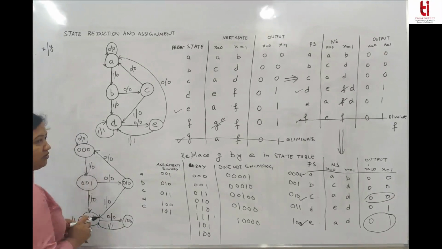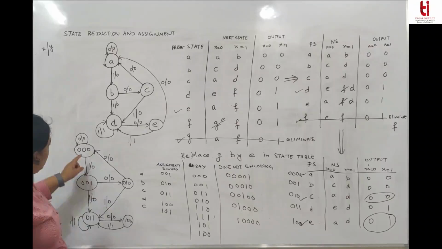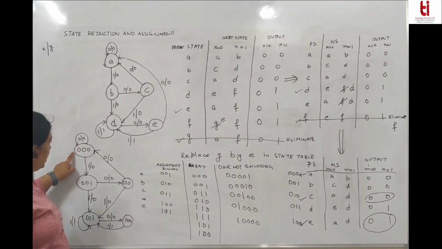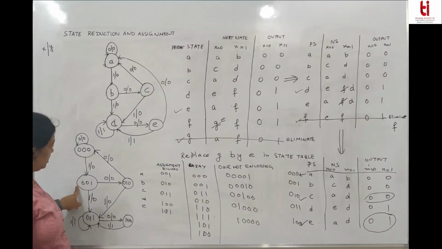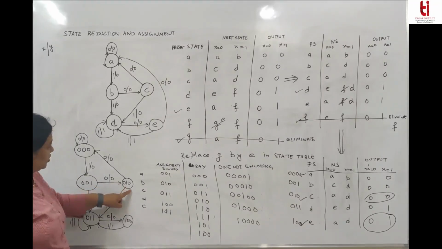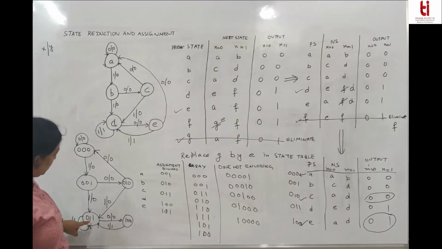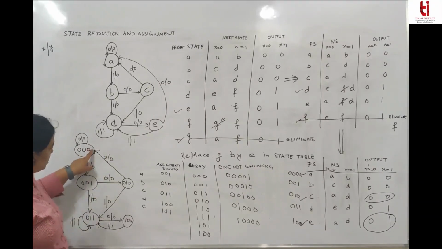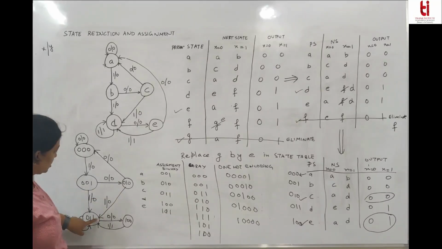So you can see for every input it goes from 0. If input is 0, it goes within the same state. If input is 1, it goes to this state. If input is 0, it goes to this state. If input is 1, it goes to this state. Now from this state, for input 0, it goes to this state. For input 1, it goes to this state.